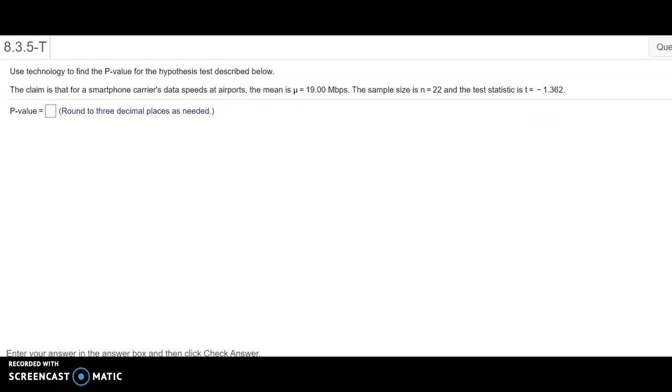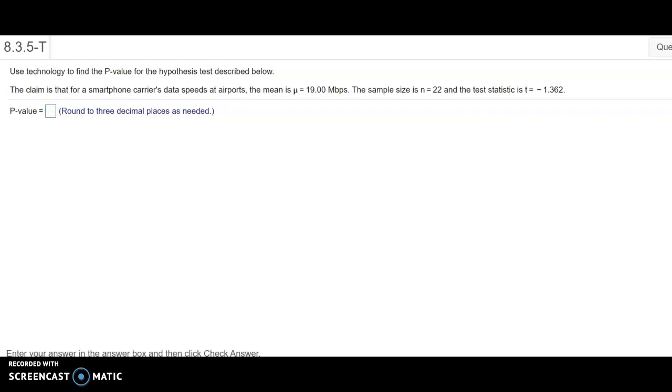Hello, in this video, we're going to go over number 9 from the 8.3 homework. The question code is 8.3.5-T. It says, use technology to find the p-value for the hypothesis test described below. The claim is that for a smartphone carrier's data speeds at airports, the mean is mu equals 19 megabytes per second. The sample size is n equals 22, and the test statistic is t equals negative 1.362.